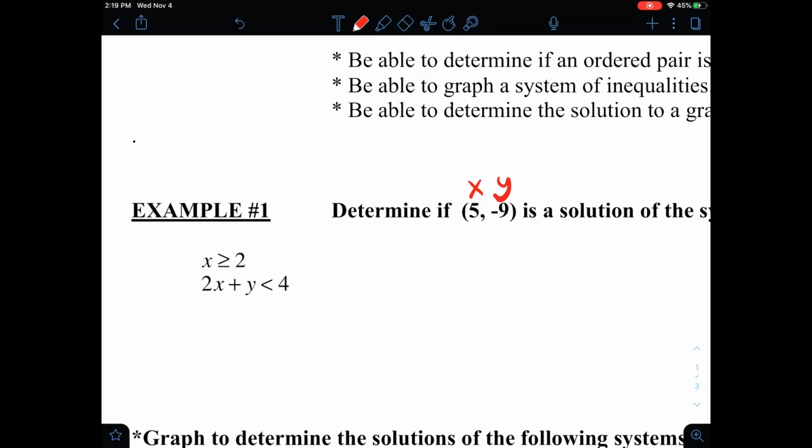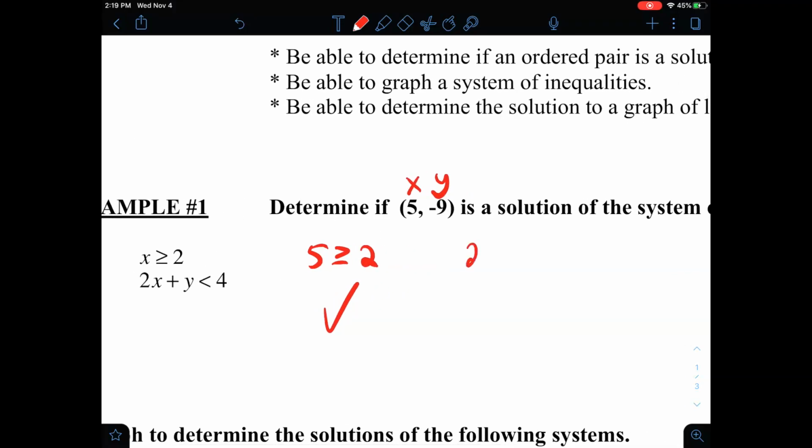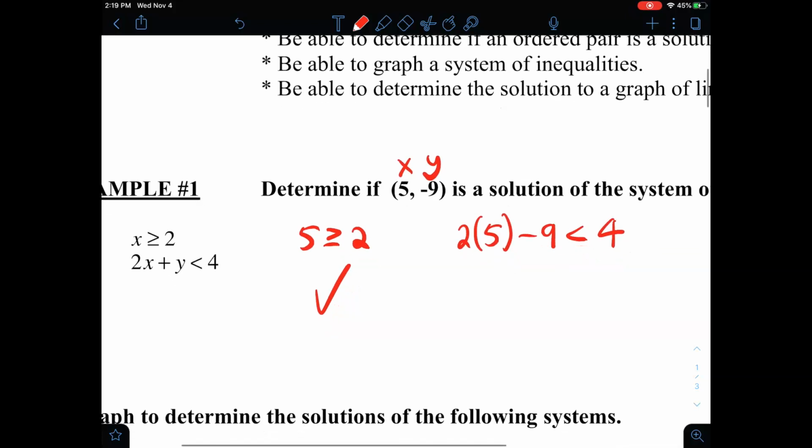All right, we're plugging in for x is greater than or equal to 2. So x is 5, so we're going to do 5 is greater than or equal to 2. Is that true or not? That is true, so it's good for that inequality. Let's check the second inequality, though. 2 times x, which is 5, plus y, which is negative 9, so minus 9, is less than 4.